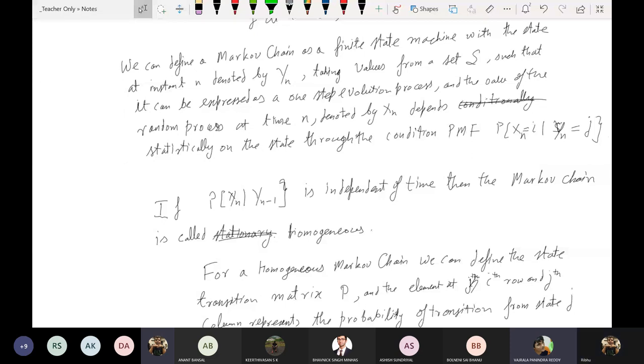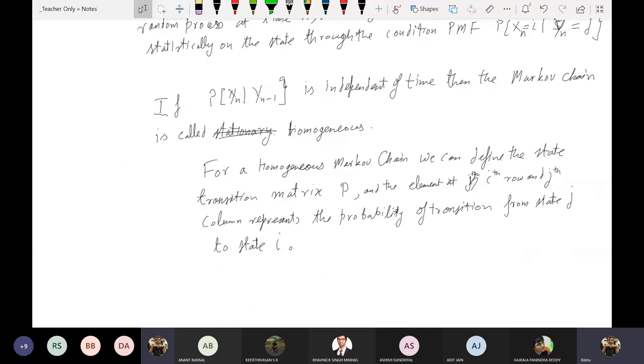Transition from state y minus one. Sir, in the conditional PMF, do we have to take the? This is the conditional PMF. This definition is right. What I'm saying is this need not be a square matrix. Or I should put the definition this way: the probability of getting an output I from state J.